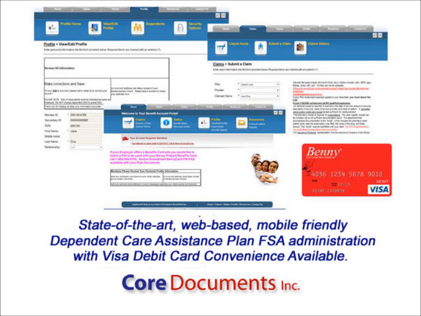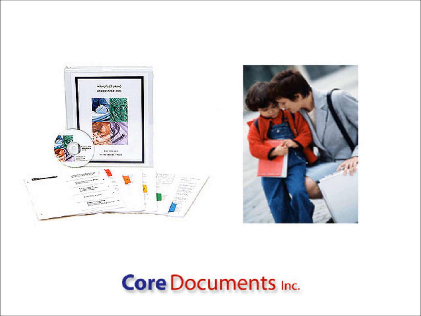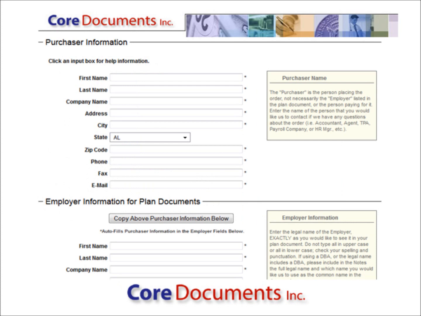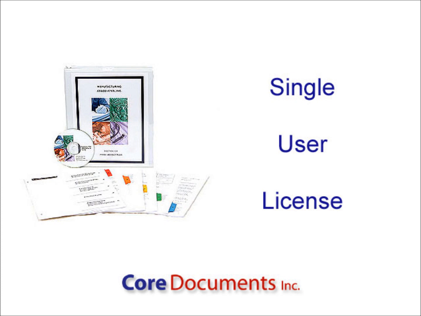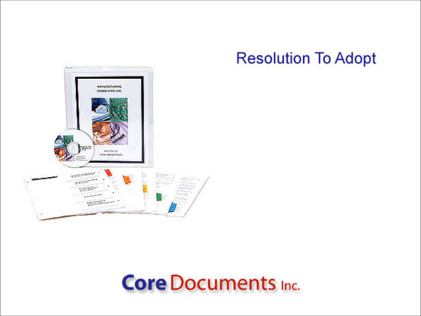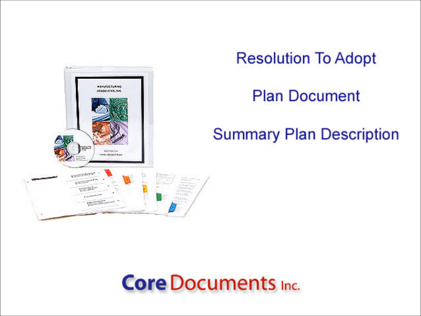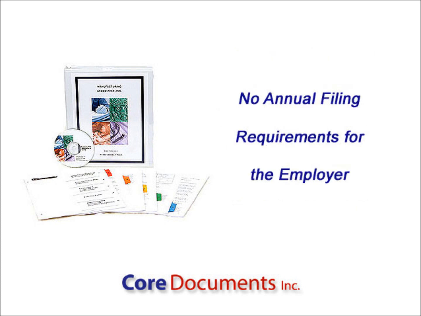Core Documents provides you with a custom FSA plan document prepared specifically from the information you provide in the application. You will receive a single user license for the plan document or combination of plan documents of your choice. Each plan document package consists of a personalized binder with a resolution to adopt the plan, the IRS required signature-ready plan documents, the summary plan description, election forms, claim forms, and change forms, plus a complete administrative guide. For an additional fee, you can purchase a CD with the summary plan description in PDF format and the forms in MS Word format. You do not have to file a copy of the plan document with any governmental entity.